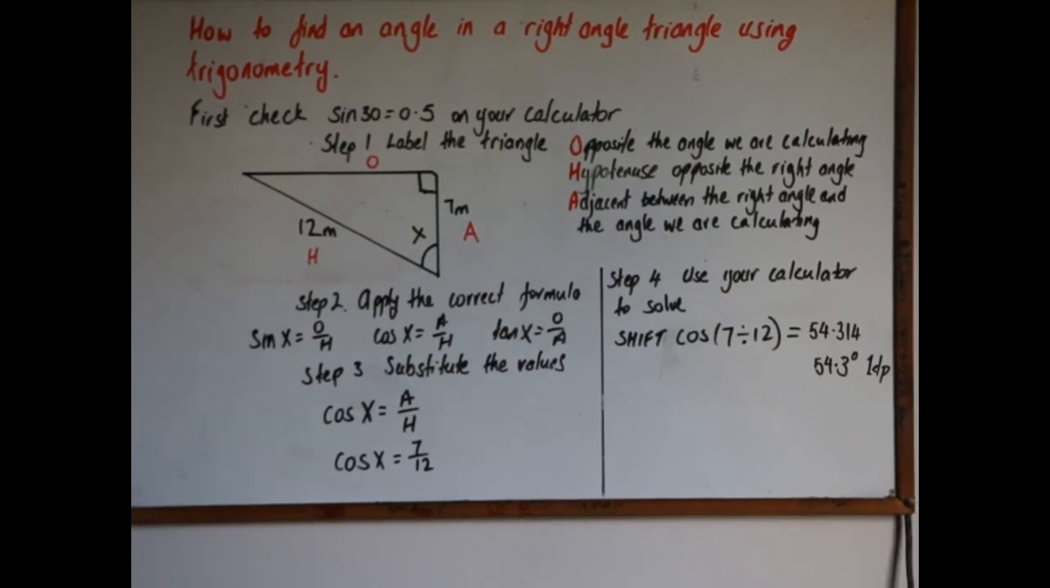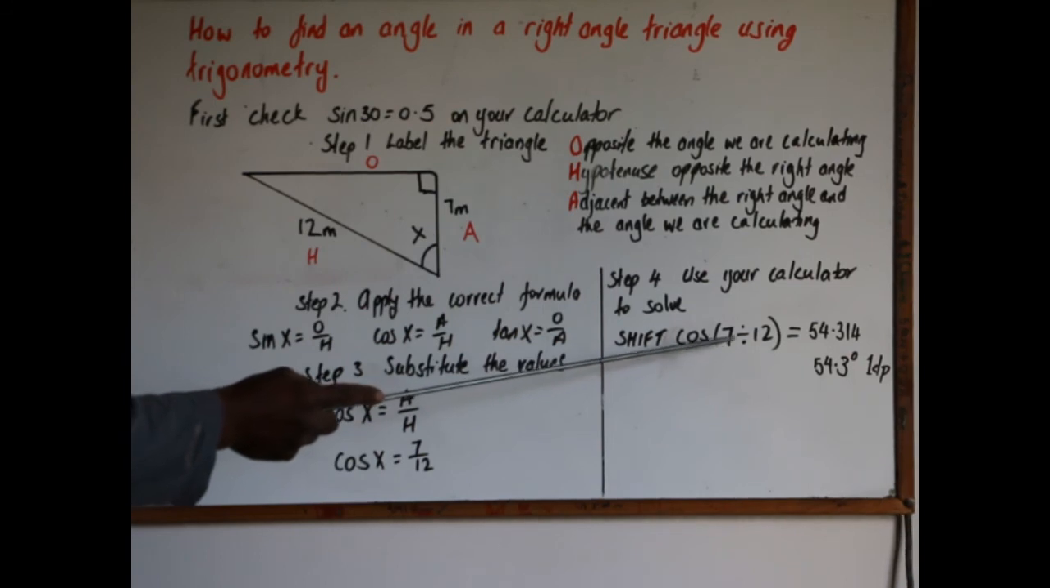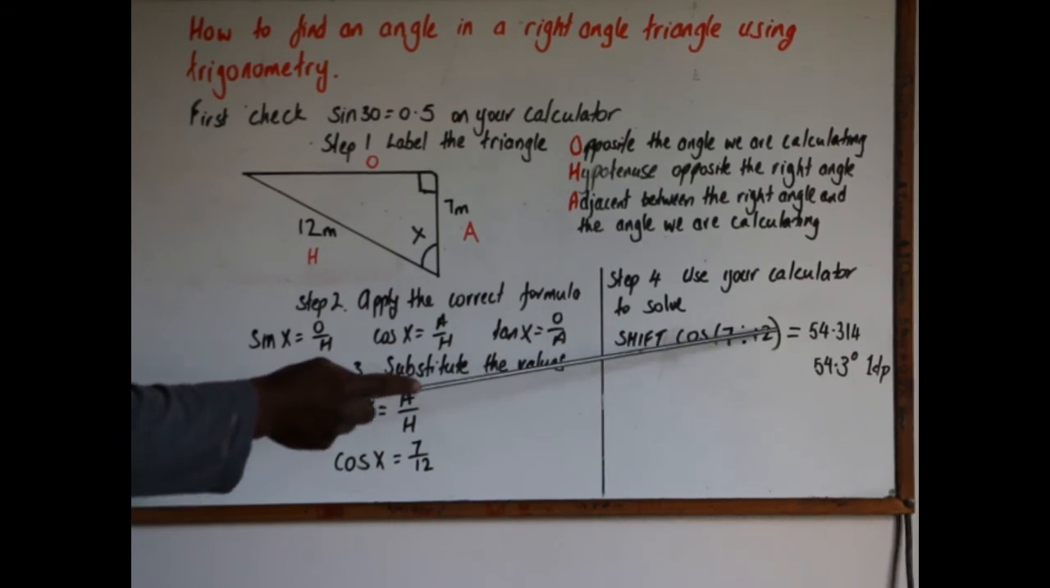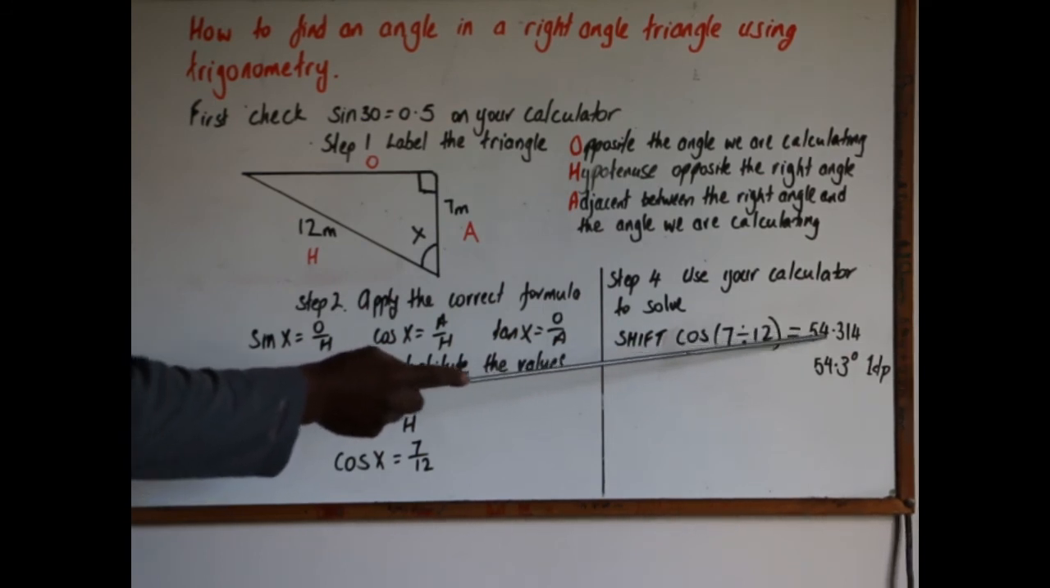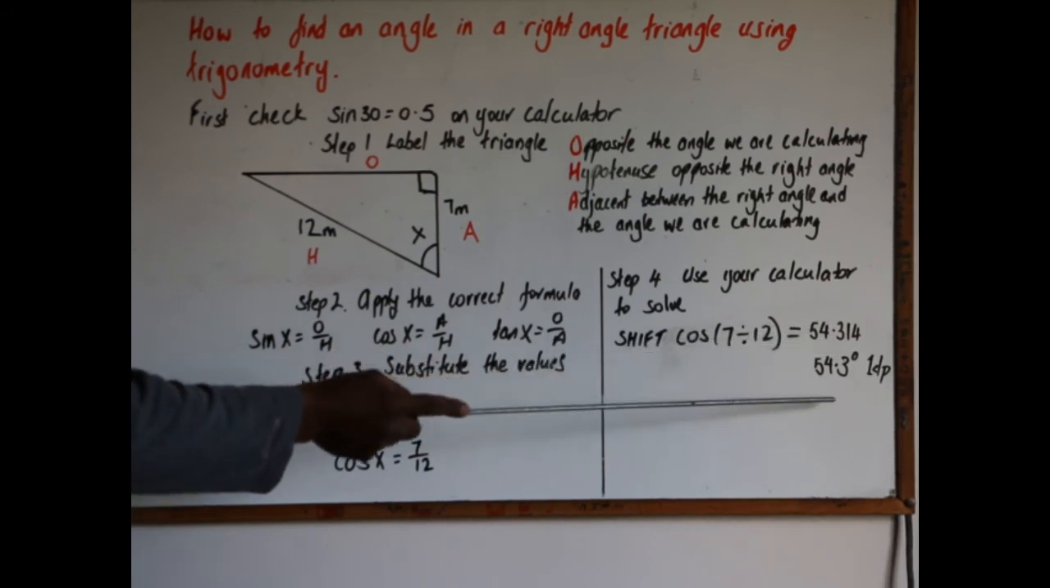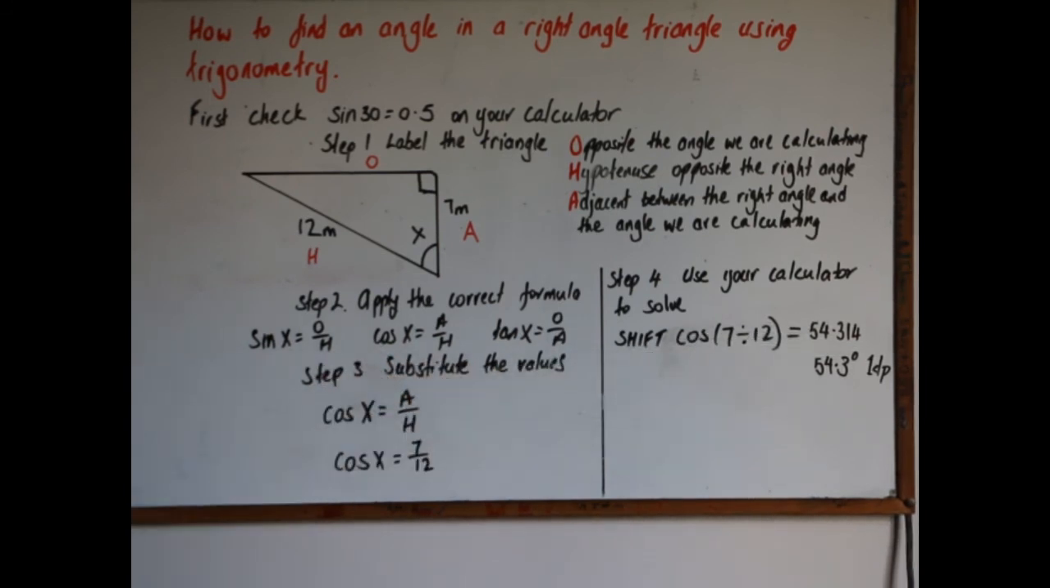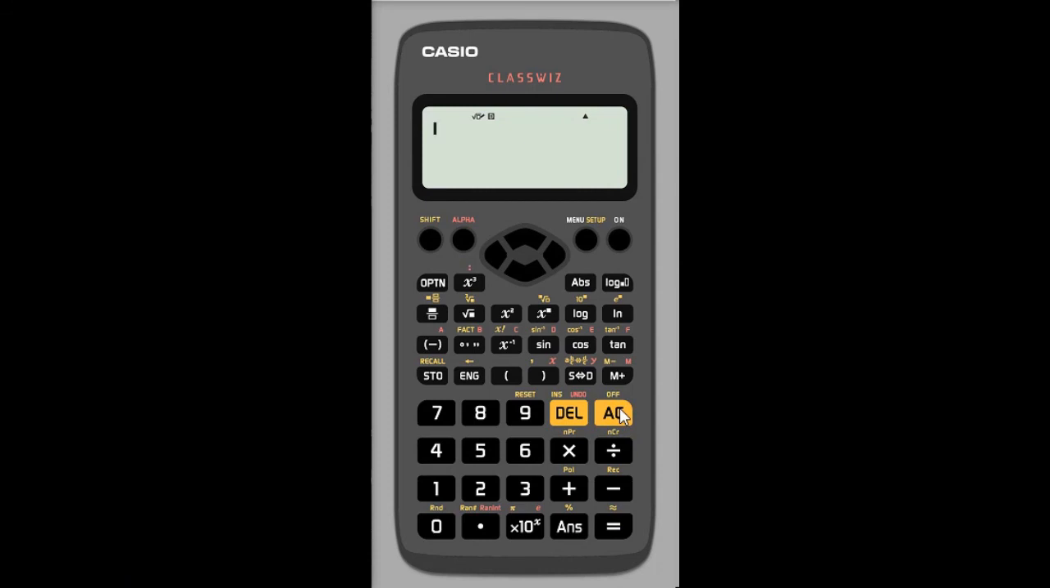We are now ready for our calculator steps, which are Shift Cos, open bracket, 7 divided by 12, close brackets, equals. We get this number here and we round it appropriately. On the calculator, Shift Cos, a little -1 up here means we're finding an angle. 7 divided by 12, close brackets, equals. There's our answer.